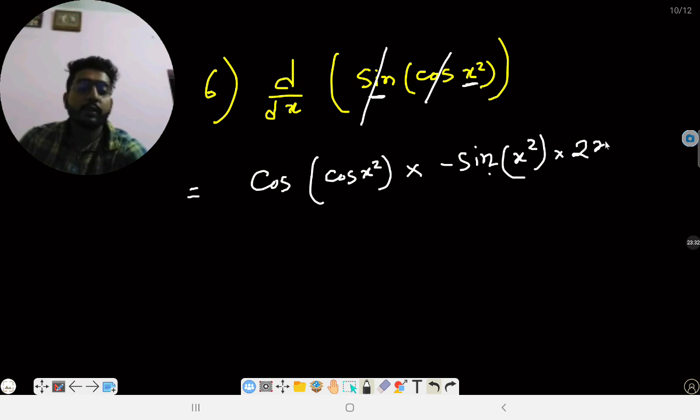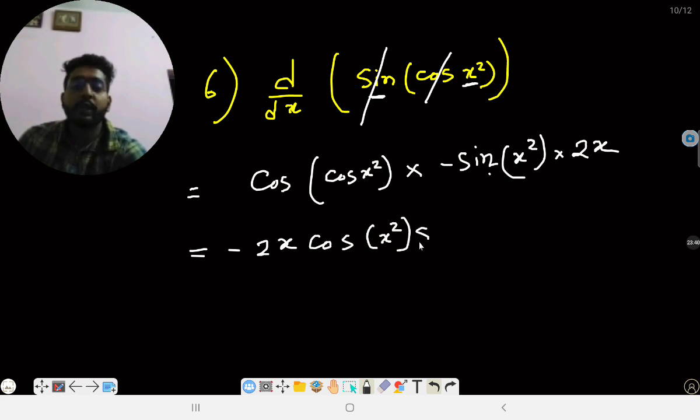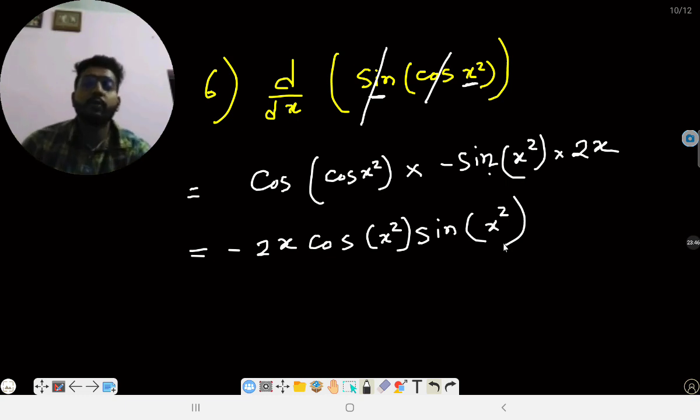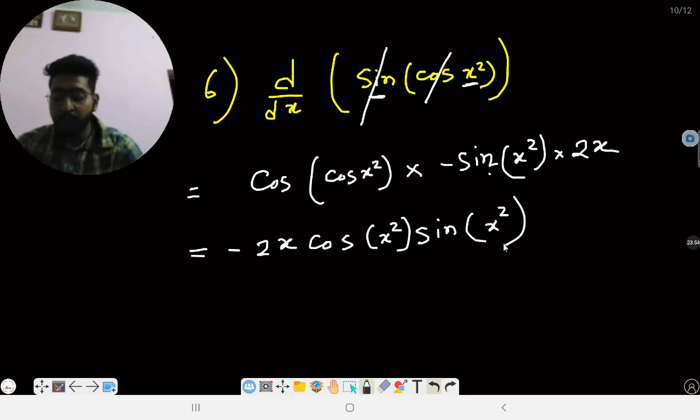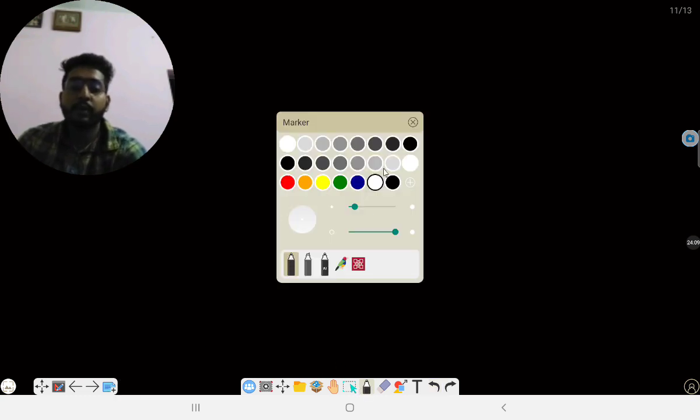Now what is the derivative of x square? That is 2x. So the answer will be minus 2x cos of cos x square into sine x square. Okay, this is the way to solve this by using chain rule. Okay, now next one we'll do by using proper substitution. So this is the basic type, chain rule and u by v and uv formula. This is type 1, the basic problem. Now next is type 2.